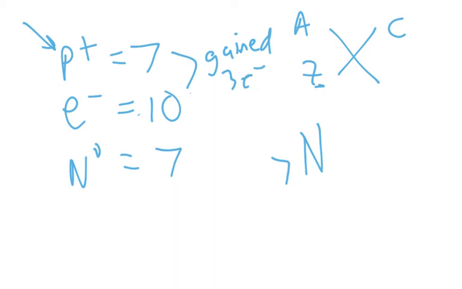So your charge, whenever you're gaining, your charge will be negative. So this is -3, okay? And that goes on the top right-hand corner. This is an anion because you are negatively charged. And then again, to find the mass number, what you do is you add the protons plus the neutrons. 7 and 7 is going to give you 14, and you place it there, okay? So we have 2 notations, all right?